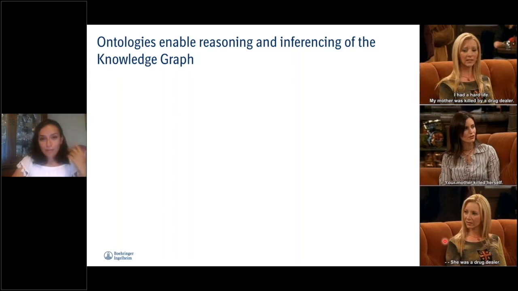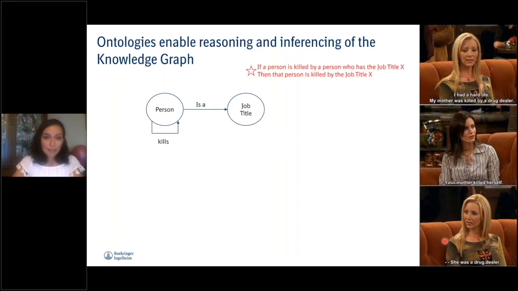So this is her way of thinking, the way she reasons with the knowledge she has. We are human, so we can make this reasoning by ourselves because we're intelligent, but we want this reasoning and inferencing to be done by the machine, by the knowledge graphs. If you look at this example very simply, we have the entities person and job title. A person has a job title and a person kills a person, let's say. And if we define this inferencing rule that if a person is killed by a person who has the job title X, then that person is killed by the job title X, right?